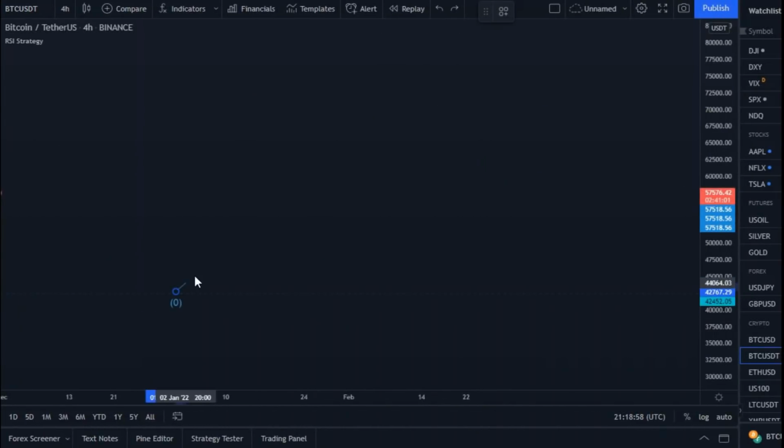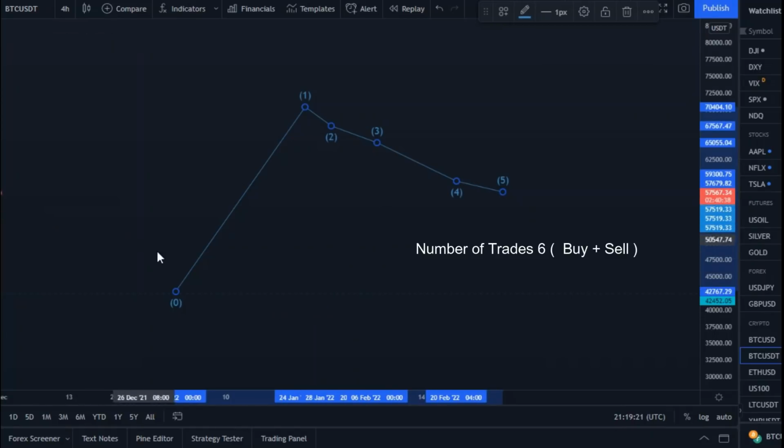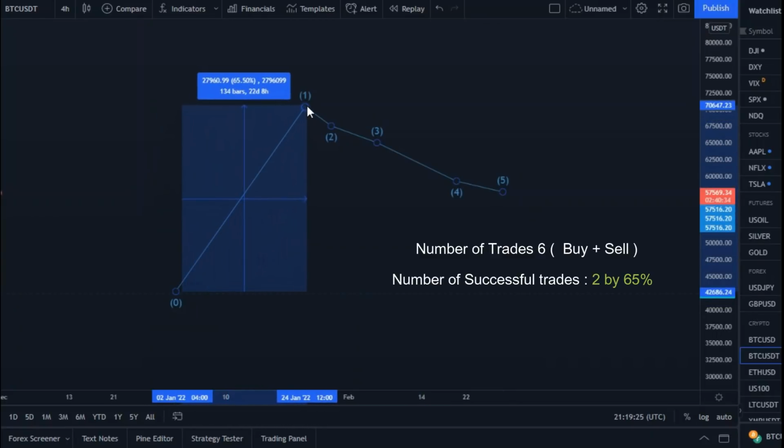Well, suppose I entered here at point 0. And when the price reached point number 1, I sold and closed the deal. Then, at point number 2 I bought again. And at point number 3 I sold. Then I bought at point number 4. Then I sold at point number 5. In this case, it means that I made 6 trades and only profited in 2 trades, which is from point 0 to point 1. And the profit rate was about 65%.